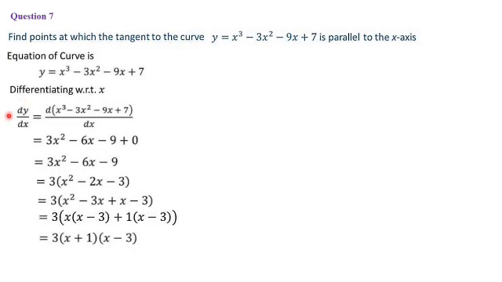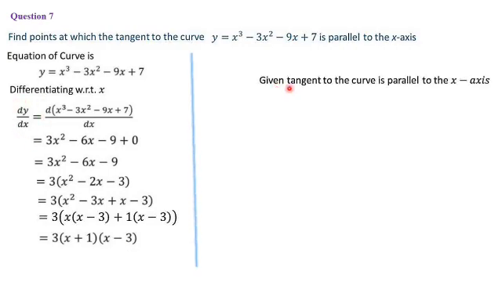We have got dy by dx. Now there is a given condition: the tangent to the curve is parallel to the x-axis. If a line is parallel to the x-axis, the slope is 0. So the slope of a line parallel to the x-axis is 0. Slope of the line means dy by dx at that particular point will be 0. That means dy by dx will be 0.